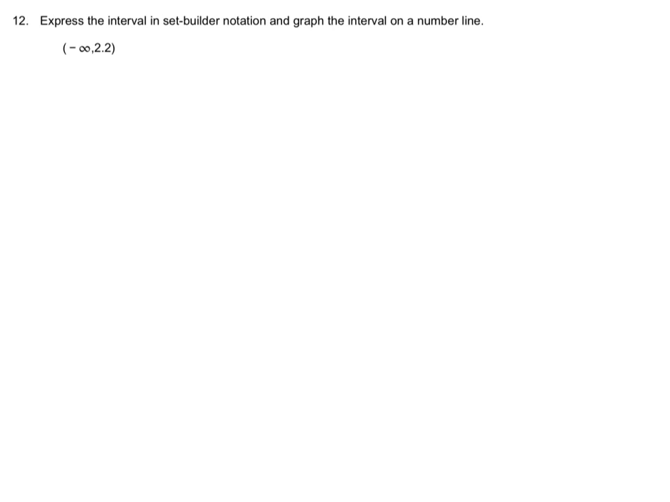Express the interval in set builder notation and graph the interval on a number line. Here we have -infinity to 2.2. And remember, the smaller number is always on the left, the larger is always on the right. Now, since I have an infinity sign and a number, that tells me that x is greater than or less than that 2.2. So the x isn't going to be in the middle of two numbers like we saw in the previous question because that infinity is there.